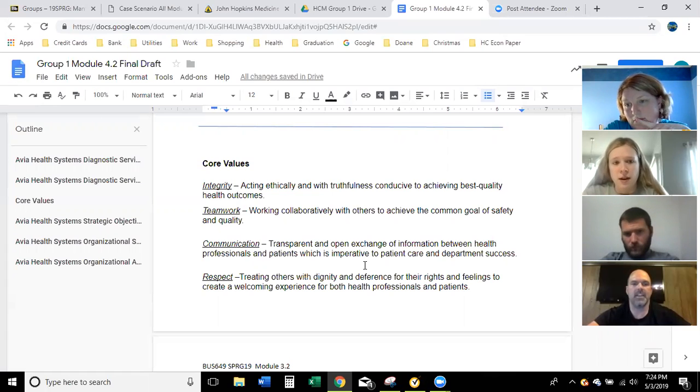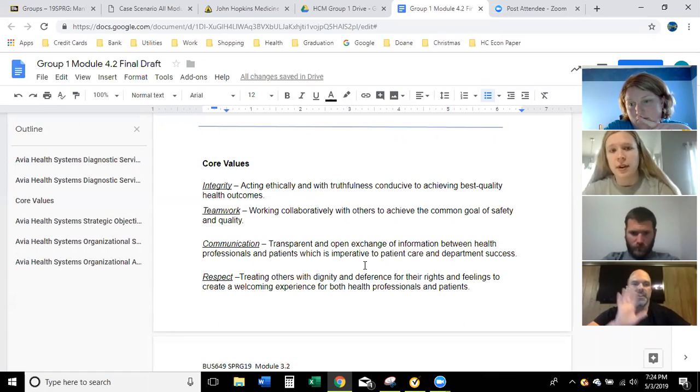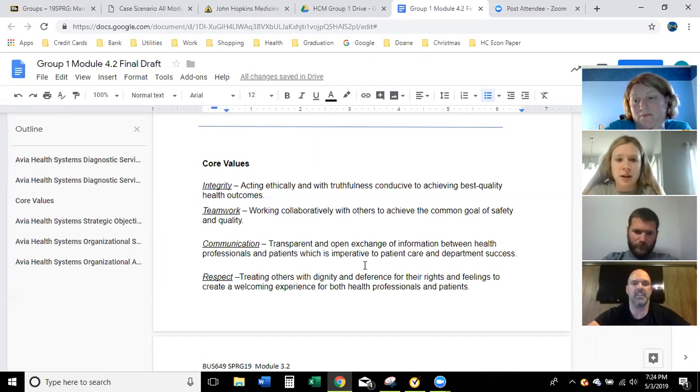I think when you look up mission, vision, and value statements, you can see it a hundred different ways. So I like what we've got. Okay, then it sounds like we're all in consensus. We're just leaving this how it is.